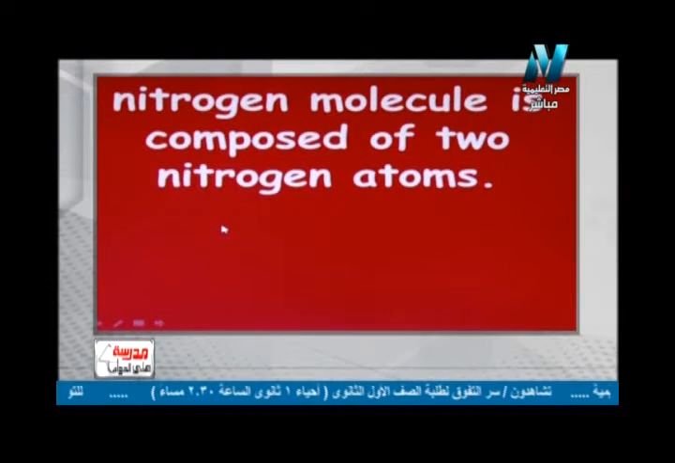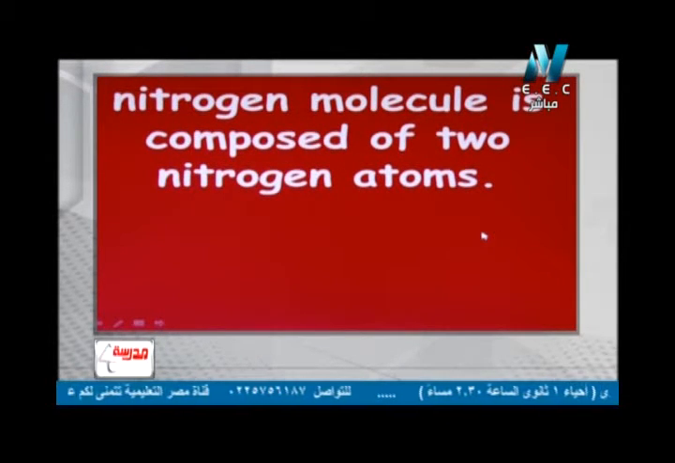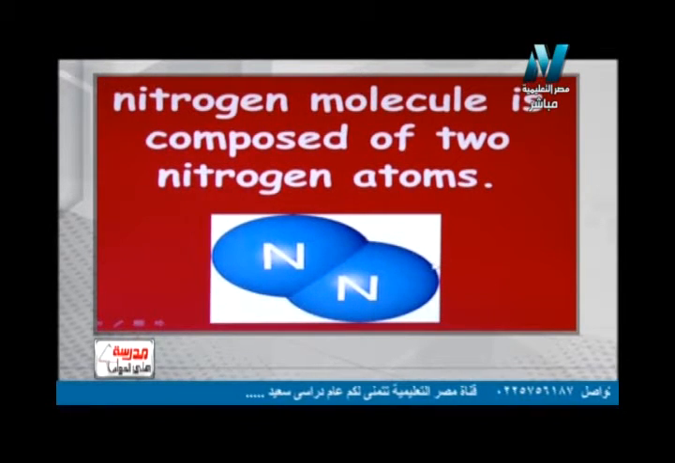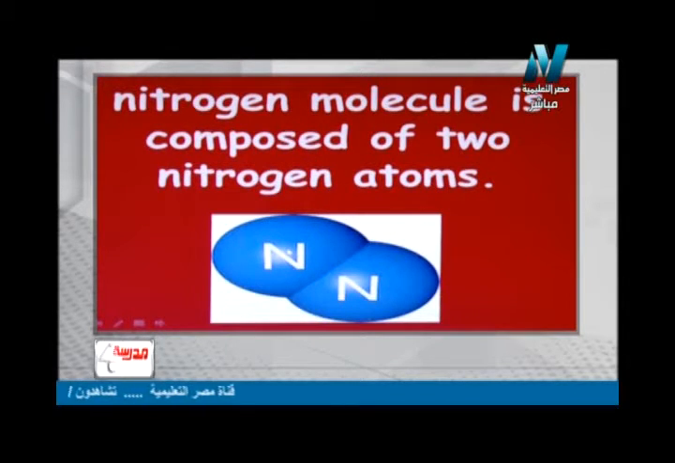Again, an element consists of only similar atoms, but a compound consists of different atoms. So nitrogen is an element consisting of 2 atoms of nitrogen, so it is a gaseous element. The nitrogen molecule is composed of 2 nitrogen atoms, so it has the shape we have seen on the monitor. We call it N2. So the nitrogen molecule is composed of 2 nitrogen atoms, so it is an element.